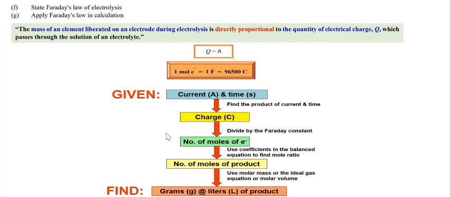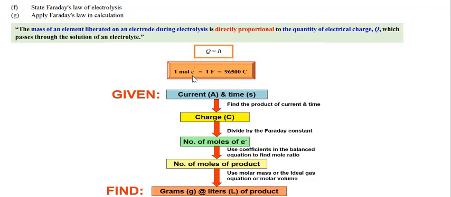Faraday's first law describes the relationship between the amount of electricity passed through an electrolytic cell and the amount of substance produced at each electrode. Faraday's first law states that the mass of an element liberated on an electrode during electrolysis is directly proportional to the quantity of the electrical charge which passed through the solution of an electrolyte.